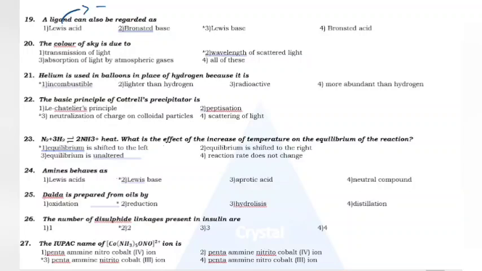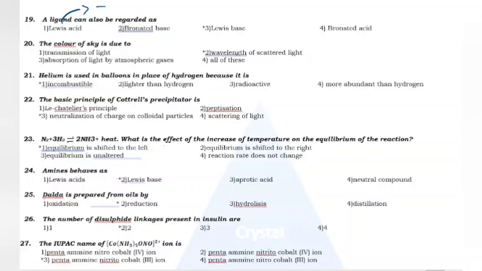Now, let's move to the 20th. The color of the sky is due to. We know the sky is blue in color because of the Tyndall effect. But directly they did not give the Tyndall effect as the reason. Instead, they have given the definition of the Tyndall effect, which is nothing but the scattering of light. Here, especially the blue color is because of the wavelength of the scattered light. And we can say that the second one is the correct answer.